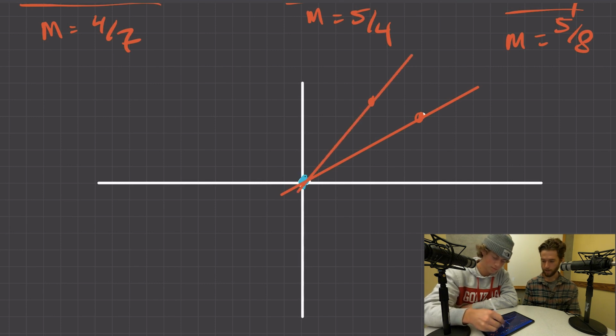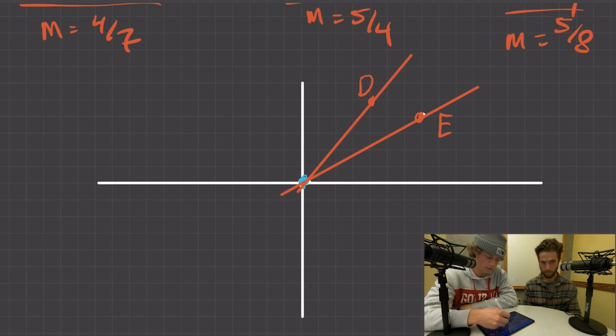Don't be afraid to label these lines, even with just one letter might help. Okay, so this one is emerald. This is diamond. And then up 5: 1, 2, 3, 4, 5. Over 1, 2, 3, 4. Oh, whoops. 1, 2, 3, 4, 5, 6, 7, 8. Okay, so we know those two are not the same, so this one's R.